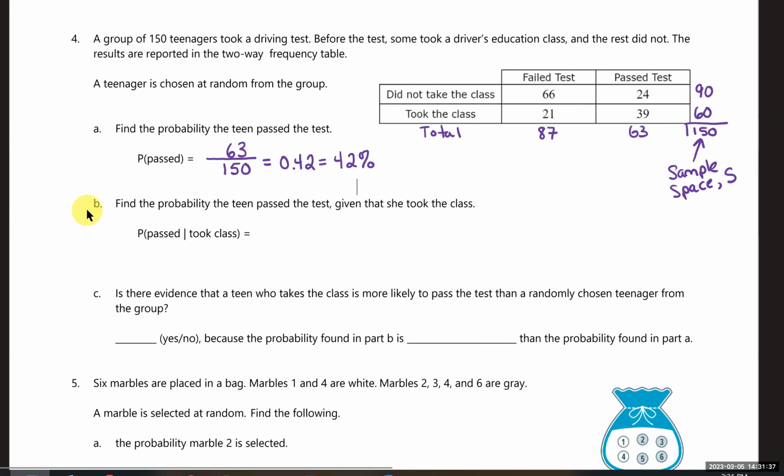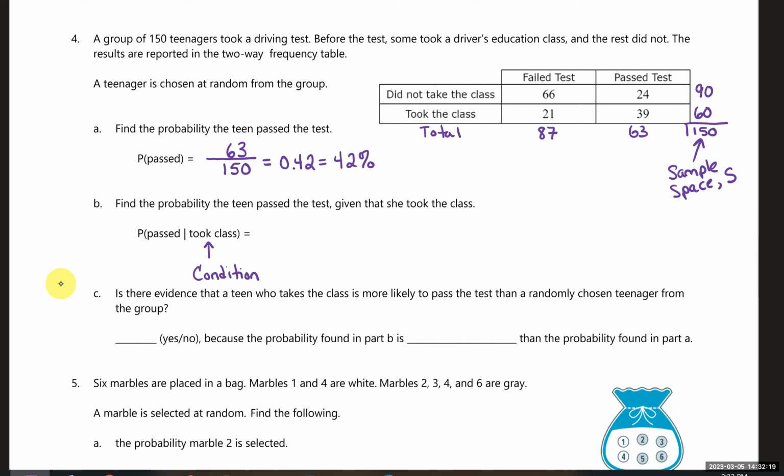It says, find the probability the teen passed the test, given that she took a driver's ed class. In other words, if we only consider people that took a driver's ed class, what percent of them passed their test? So the probability of getting somebody who passed, given that we're only going to consider those that took the class. After the vertical line, called a pipe, is your condition, and that tells you who you're allowed to consider with the probability.